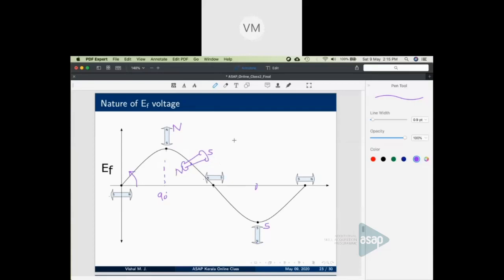So to summarize, if we know the position of rotor poles, we can reconstruct the EF wave. EF cannot be measured or visualized on an oscilloscope, so we are reconstructing EF from the knowledge of our rotor position. Who will give you the rotor position? That we will see in a short while from now.